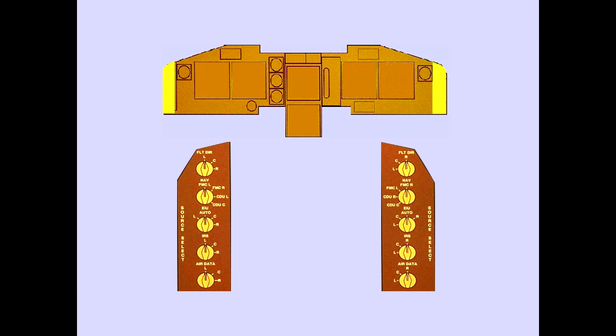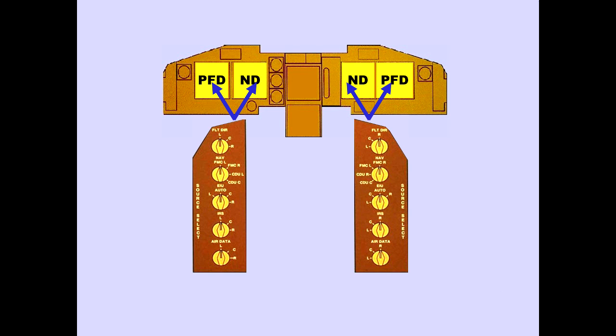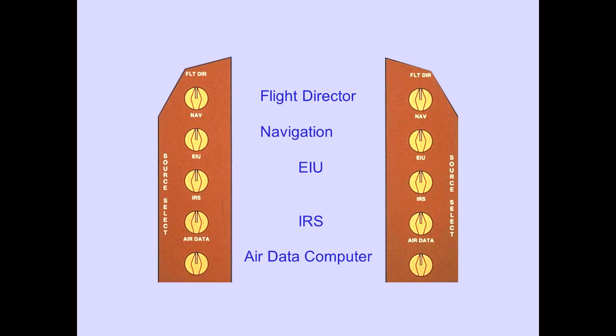Source selectors are located on the captain's and first officer's panels. Captain's source selectors select the reference sources for the captain's PFD and ND. The first officer's source selectors select the reference sources for the first officer's ND and PFD. The selectors select the flight director source, navigation source, EIU source, IRS source, and air data computer source.